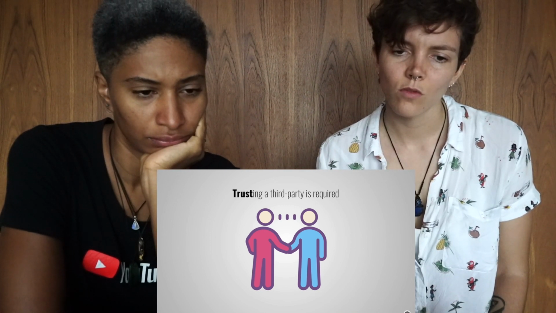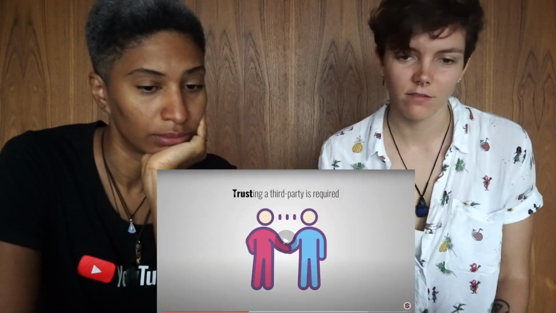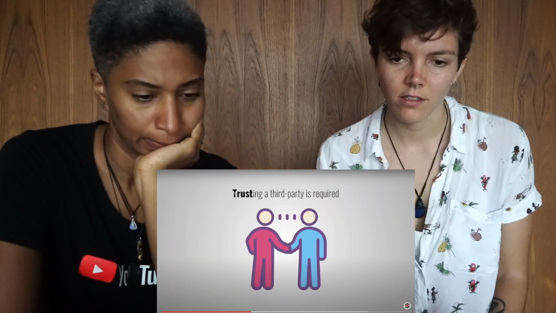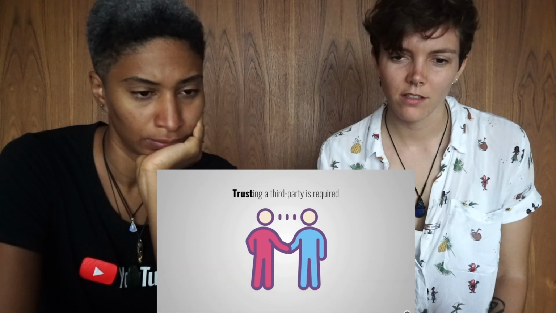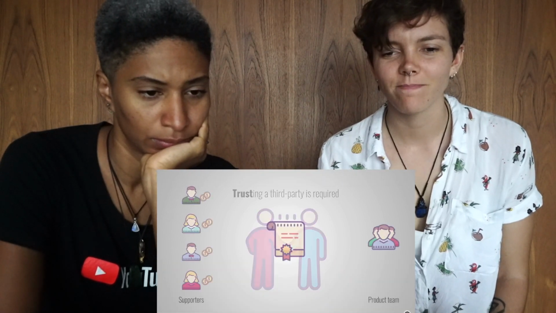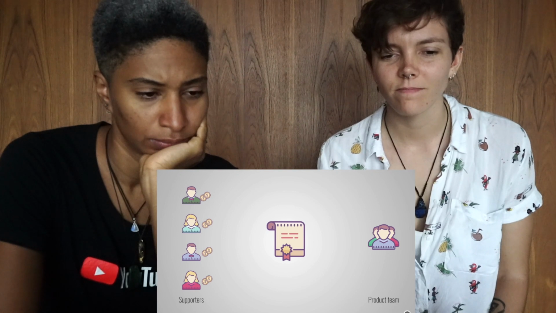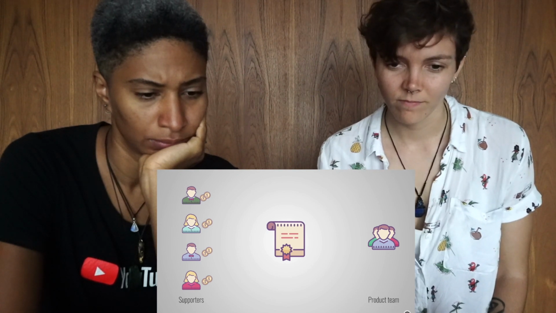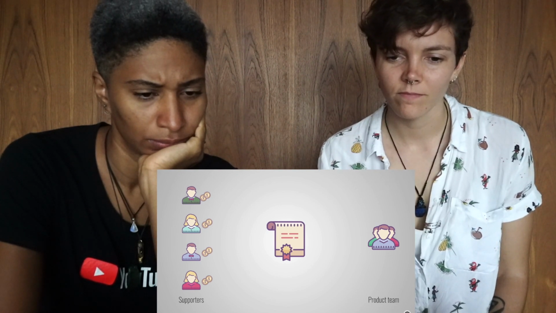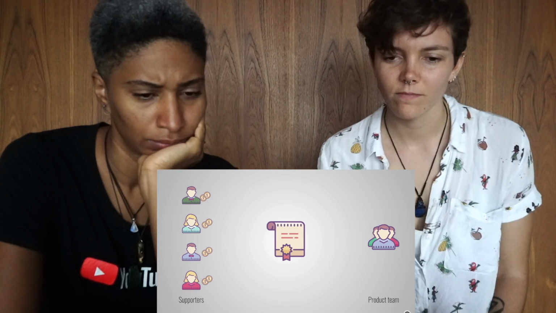Both the product team and the supporters have to trust Kickstarter, but with smart contracts, keyword there being trust. It's like a middleman. Kickstarter's the middleman. We can build a similar system that doesn't require a third party like Kickstarter. So let's create a smart contract for this. We can program the smart contract so that it holds all the received funds until a certain goal is reached.